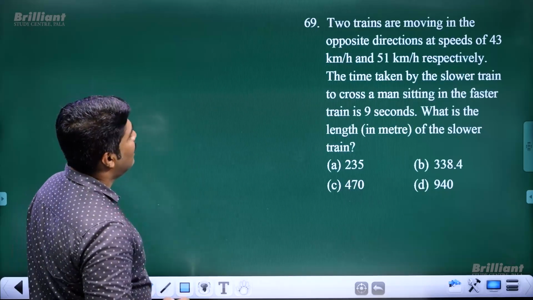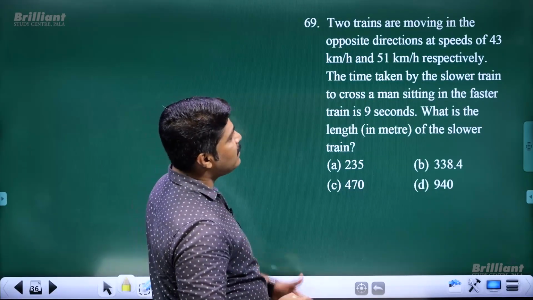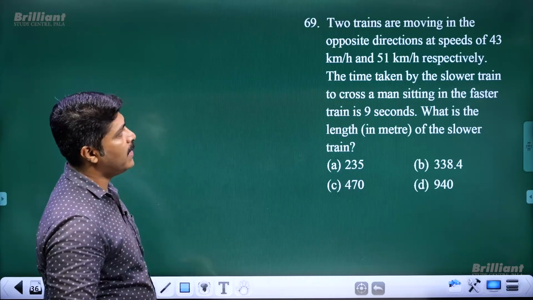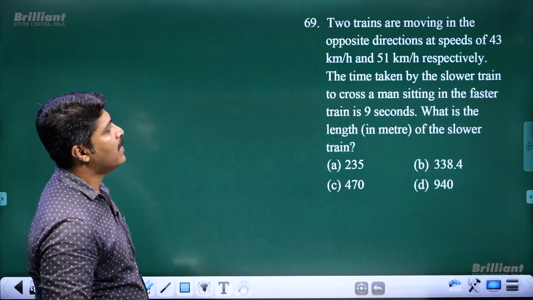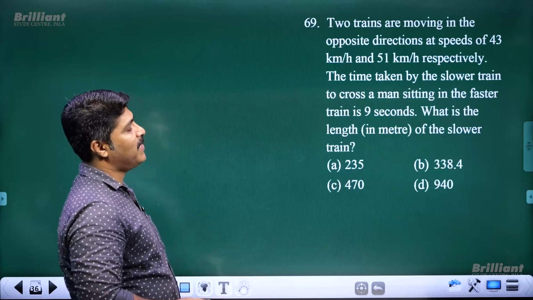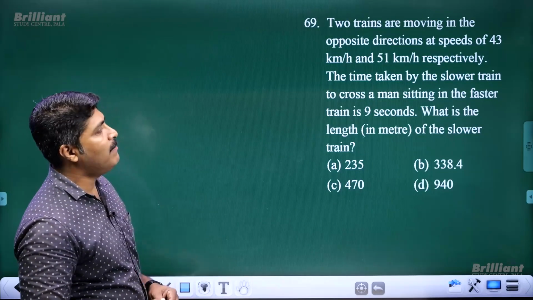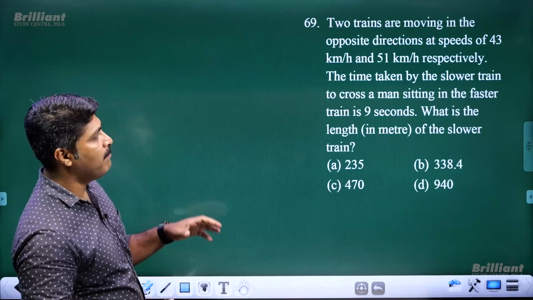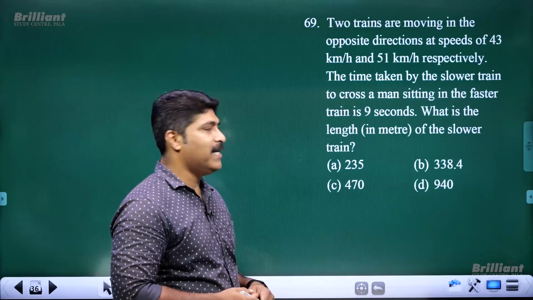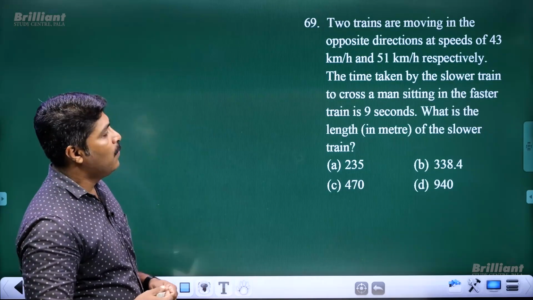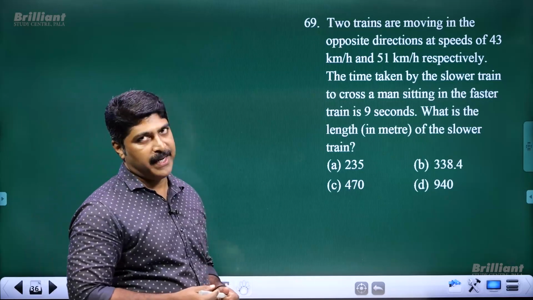Clear? Next question. Two trains are moving in the opposite direction at speeds of 43 km per hour and 51 km per hour respectively. The time taken by the slower train to cross a man sitting in the faster train is 9 seconds. What is the length of the slower train?